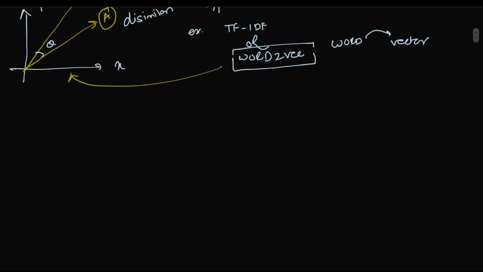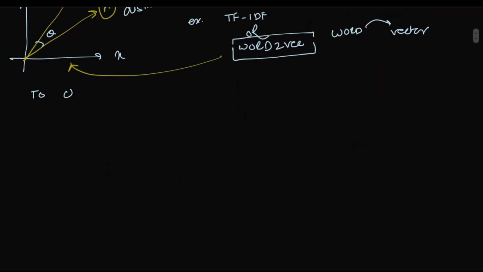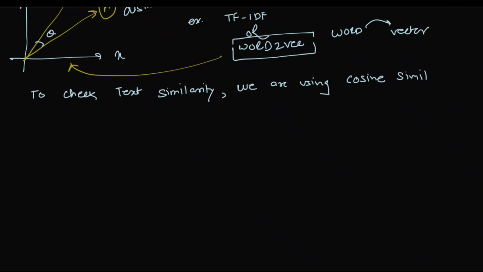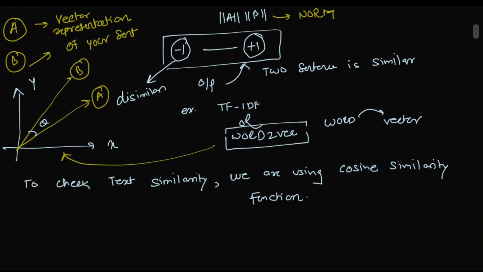So now you understood. To check the text similarity, I write down the sentence here. To check text similarity, we are using the cosine similarity function. Okay, now don't worry, in my other lecture, other video session, I will show you on the notebook how we can calculate the cosine similarity using Python. Okay, but I hope you understand the theoretical part behind it.